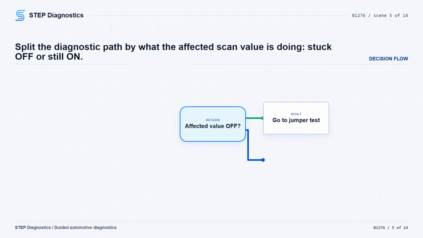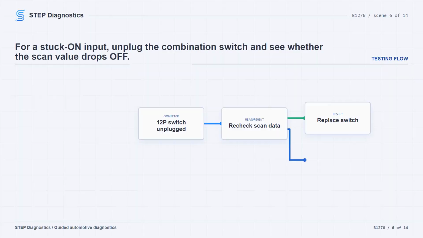The decision here is simple. If the affected data value is OFF when it should be on, go to the jumper test at the switch connector. If the value is still showing on, go after a possible switch input being held low or shorted. For a value that is stuck on, turn the ignition switch to lock 0, or put the vehicle in OFF mode with the engine start/stop button. Disconnect the combination light switch 12P connector, then check the same scan tool parameters again.